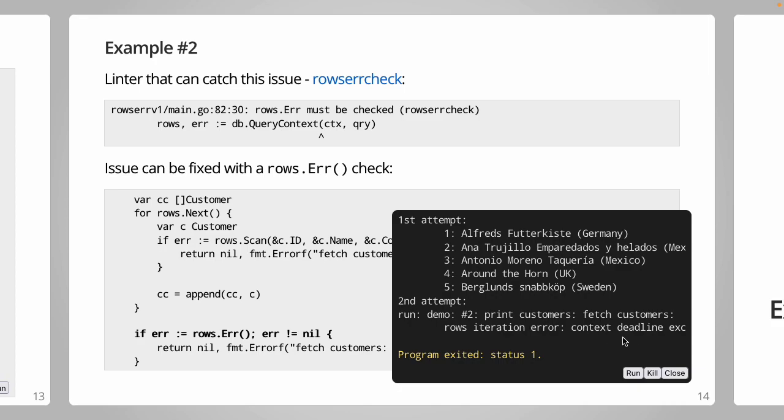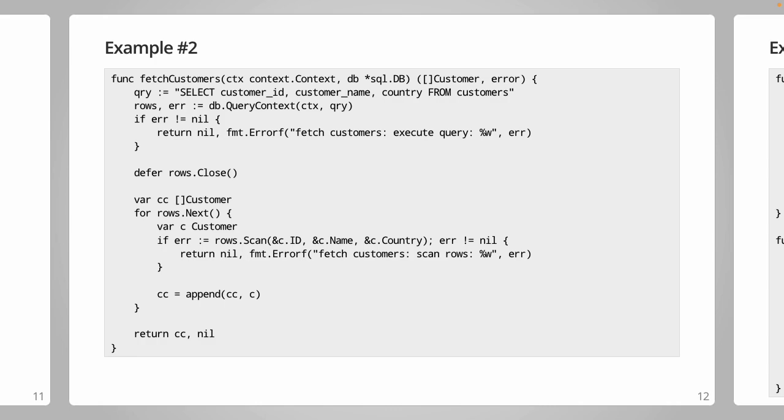The context deadline exceeded is a mocked error, but this can very much happen with your real code as well. So you might expect that the context that you specify over here is applicable only for the DB call. But that's not what actually happens. What happens is that this context is applicable for this rows iteration as well.